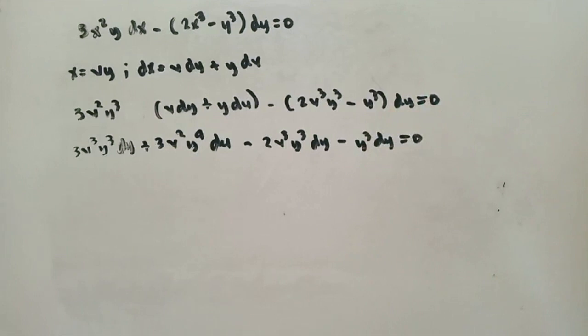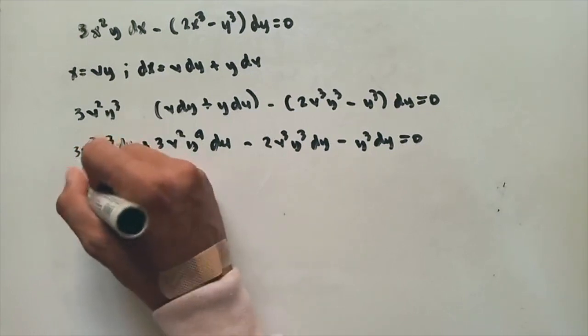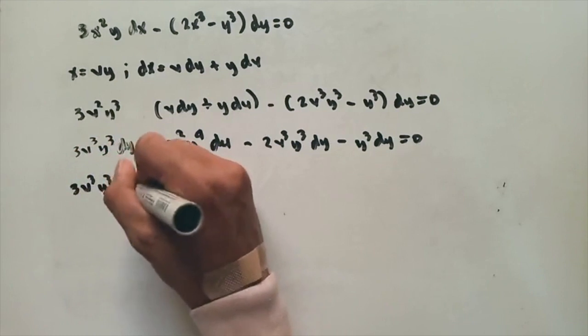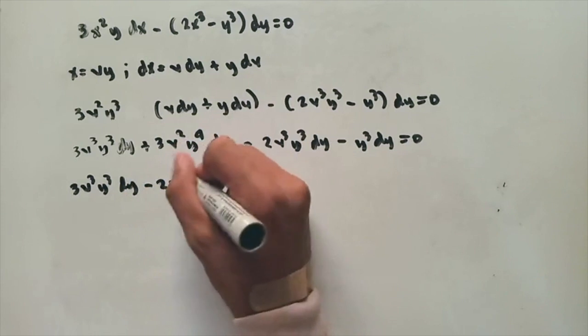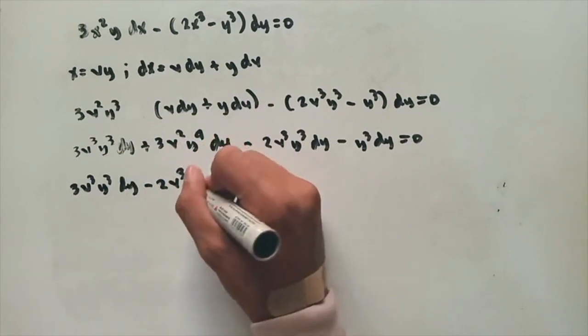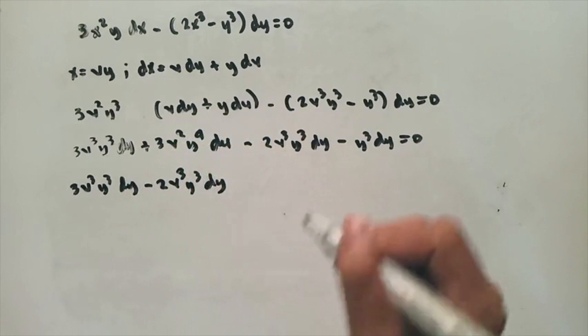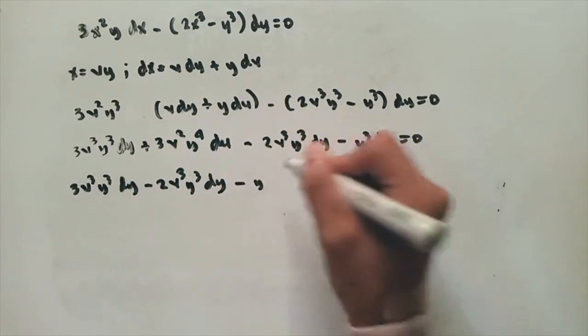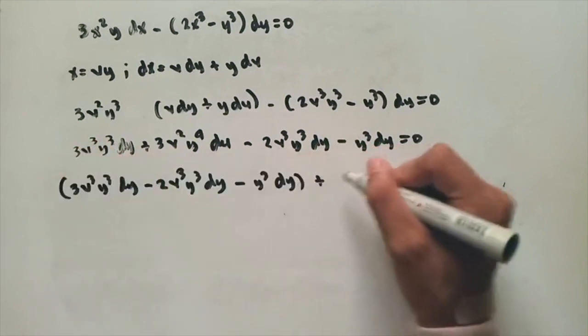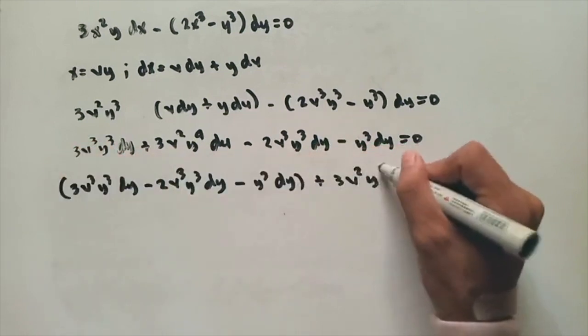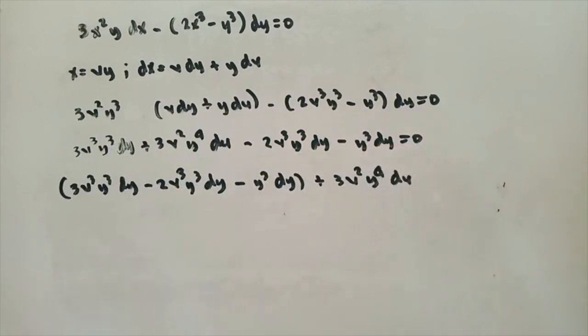Now, let's combine all the dy and dv. Hence, this will become 3v cubed y cubed dy minus 2v cubed y cubed dy minus y cubed dy, then plus 3v squared y raised to the 4th power dv, then equal to 0.